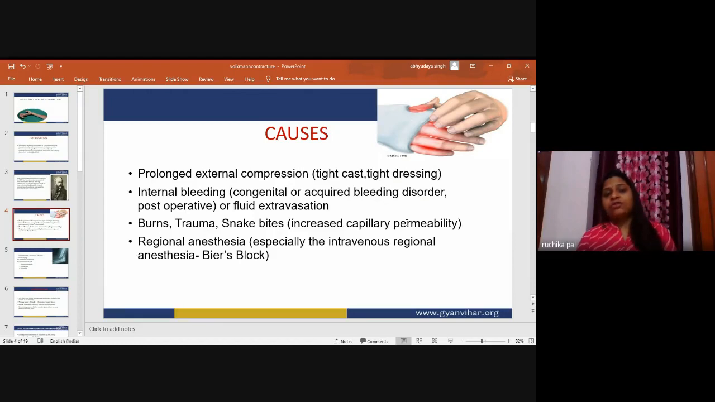Other causes are internal bleeding, congenital or acquired bleeding disorder, post-operative fluid extravasation, burns, trauma, snake bites, and increased capillary permeability. Regional anesthesia can also lead to it, especially intravenous regional anesthesia, the Bier block. So these are the causes of Volkmann's ischemic contracture, and I will explain a few of them.